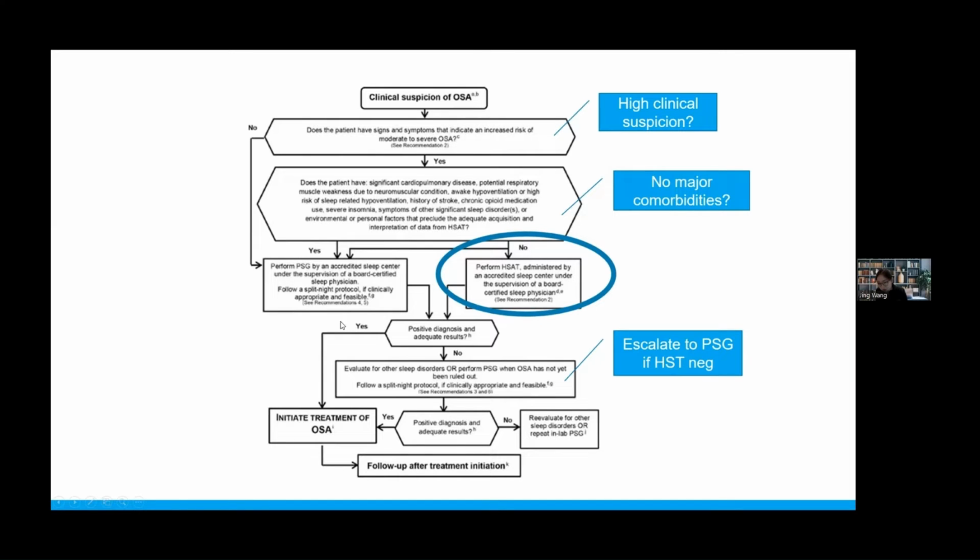And obviously, if the PSG, the overnight test, is positive, then we move on to treatment. So this algorithm is really what's recommended by the AASM, as well as other societies, in evaluating anyone with a suspicion of sleep apnea.